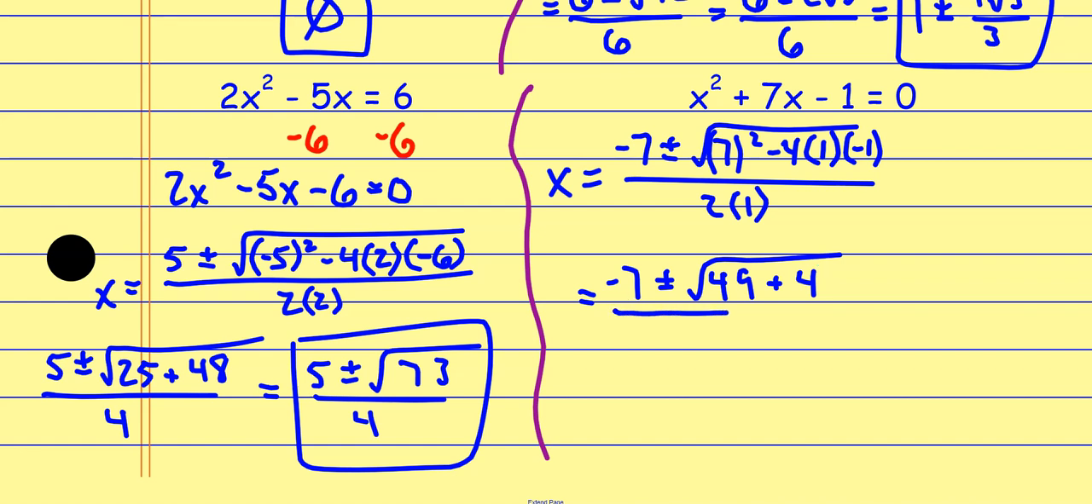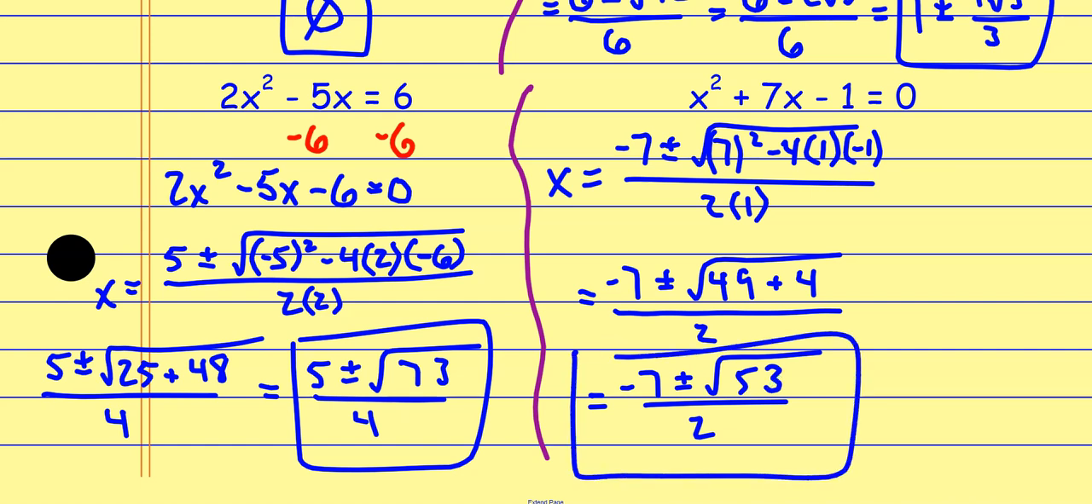All right, so again, be careful with those signs. And now I continue to simplify. That's a negative 7 plus or minus the square root of 53 over 2. And once again, there is nothing I can do about this one. I have to just leave it the way it is because I can't simplify the square root of 53. All right, so I'm just going to leave it this way. This is my answer. All right.